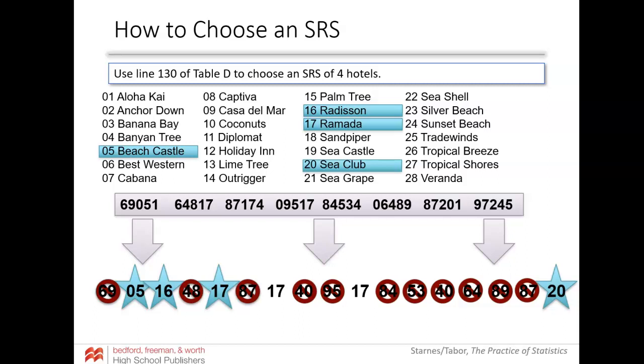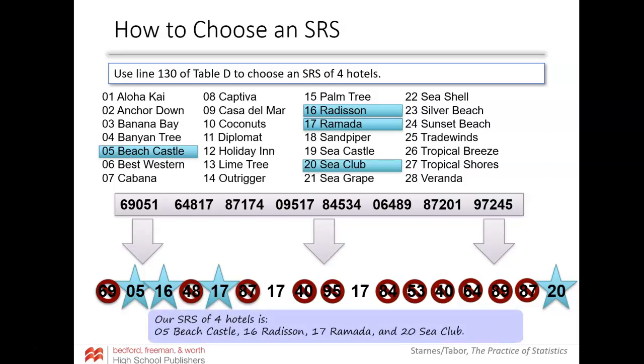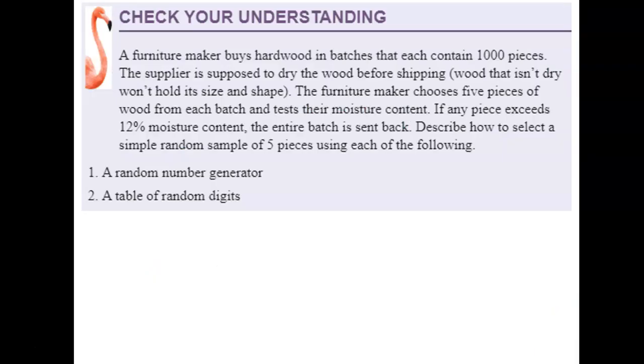Remember, we wanted 4 without repetition. So we would have to specify on our AP Stats test that we ignored any repetition. And we are going to choose Beach Castle, Radisson, Ramada, and Sea Club. Wasn't that fun? That was very much a back in my day moment, huh?